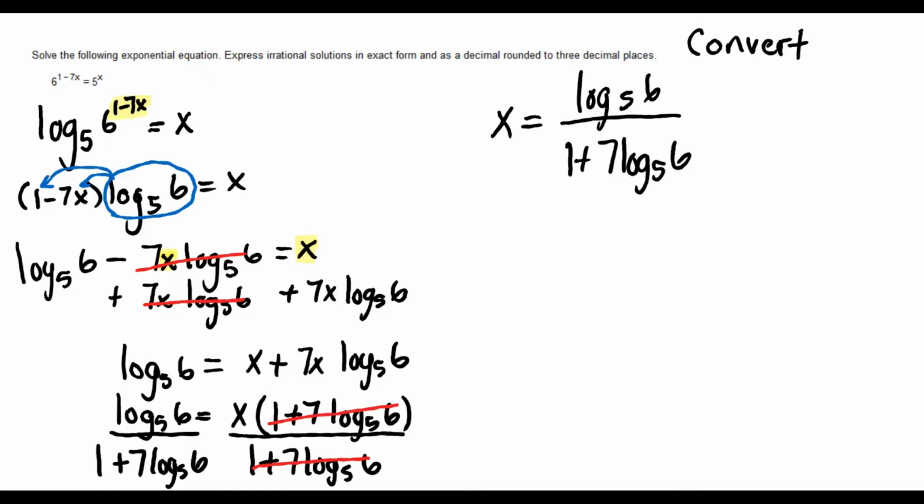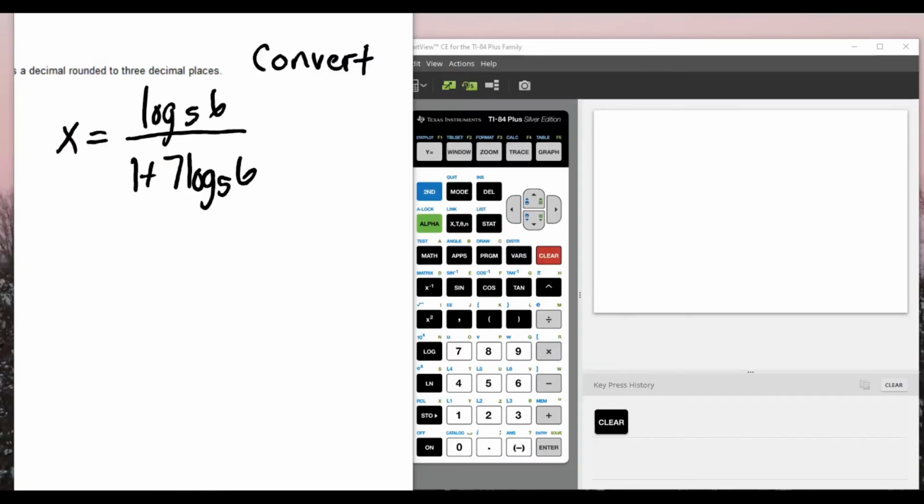Let me get my calculator and we'll type that in to get the decimal approximation. What I have here is the exact value. So I'll type that in my calculator.